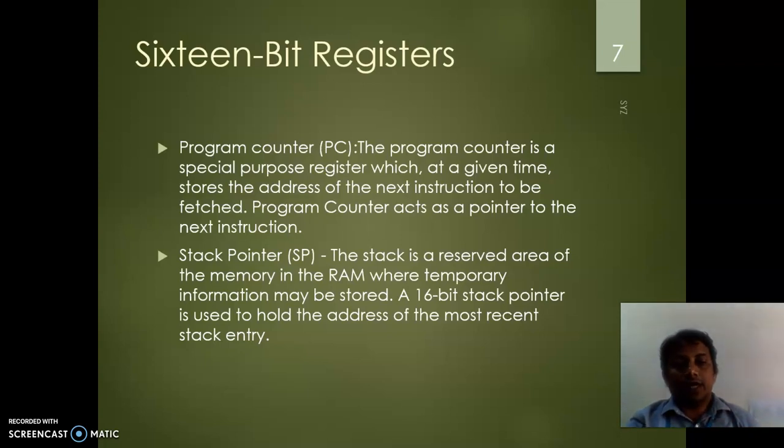Next are the 16-bit registers. There are two: one is the program counter, the other is the stack pointer. The program counter is a special purpose register which gives the next instruction to be fetched from the memory. Say we have an 8-bit addition program and have done the first line. From where to fetch the second line is given by the program counter. Every time, the microprocessor looks at the program counter, goes to that address, and reads the instruction.